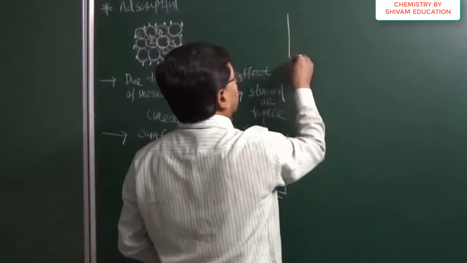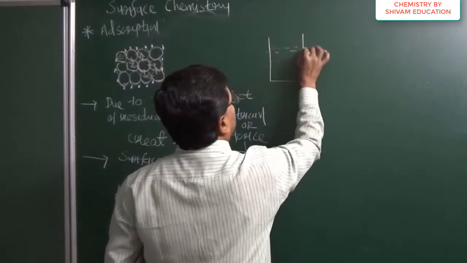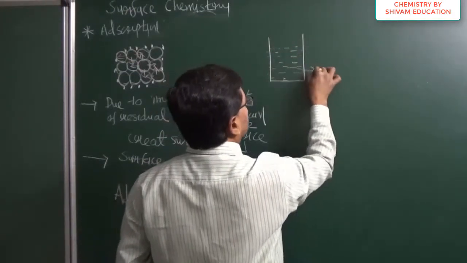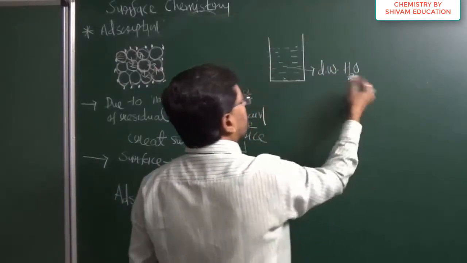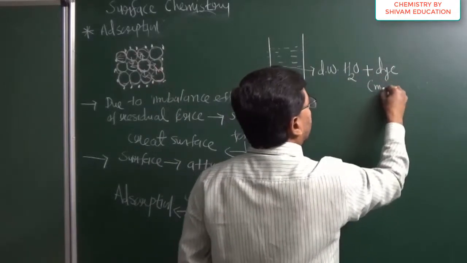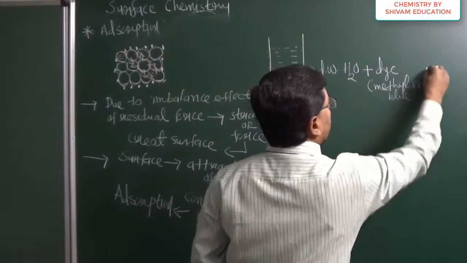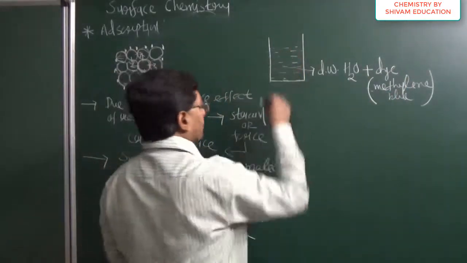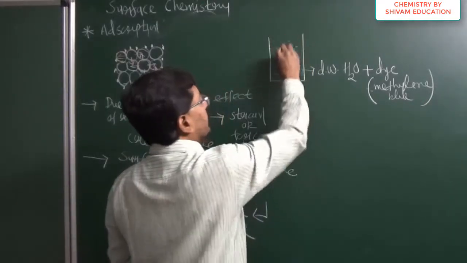Suppose I have taken a colored solution. Suppose here I have taken pure distilled water. In this distilled water, suppose we have added a dye, and as a dye, suppose I have taken methylene blue. Because of this, the entire solution will be colored. The solution is colored in nature because the dye is added, so I have given a tiny color to it.